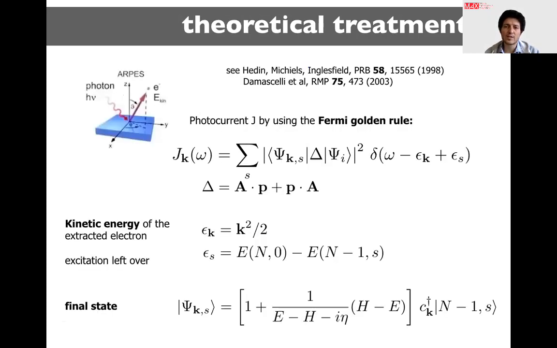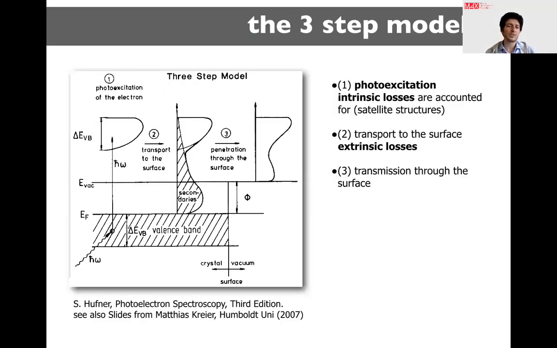Okay, coming to a theoretical description of the problem. Basically, we can use Fermi's golden rule, and so we have an initial state, and then we have a final state. The perturbation is given by the photon, and we have just to specialize the final state to the experiment we want to describe. That is, we have an electron that is ejected from the system, and N-1 are left in the system.